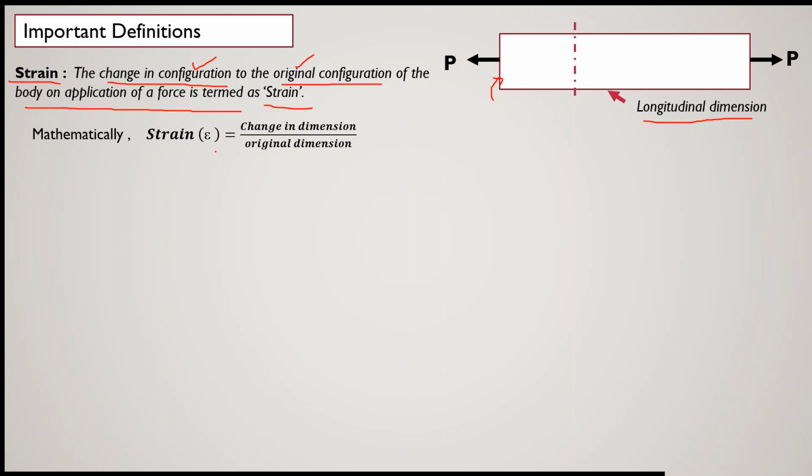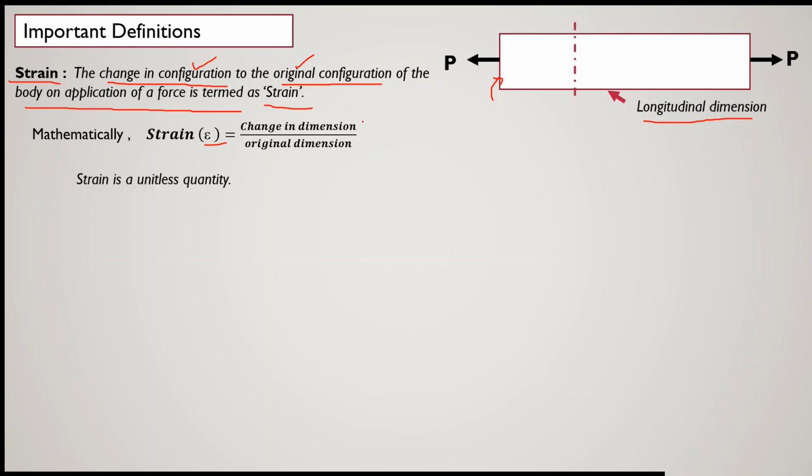Mathematically, we will write strain is equal to the ratio of change in dimension to the original dimension, and the symbol we will be using for strain is epsilon. This is a Greek letter. This is the symbol for strain. Whenever you will be studying the strength of material, whatever be the topic, whenever you come across strain, you will be using this symbol epsilon.